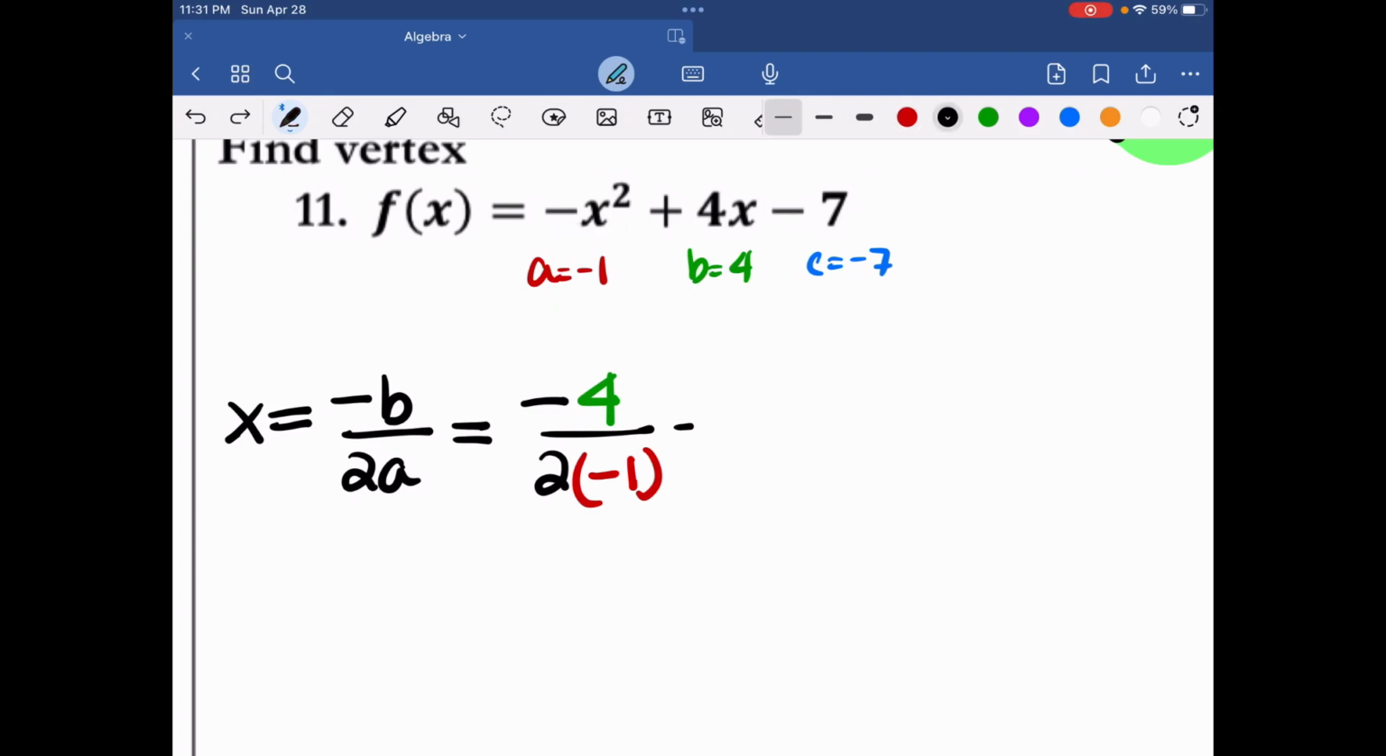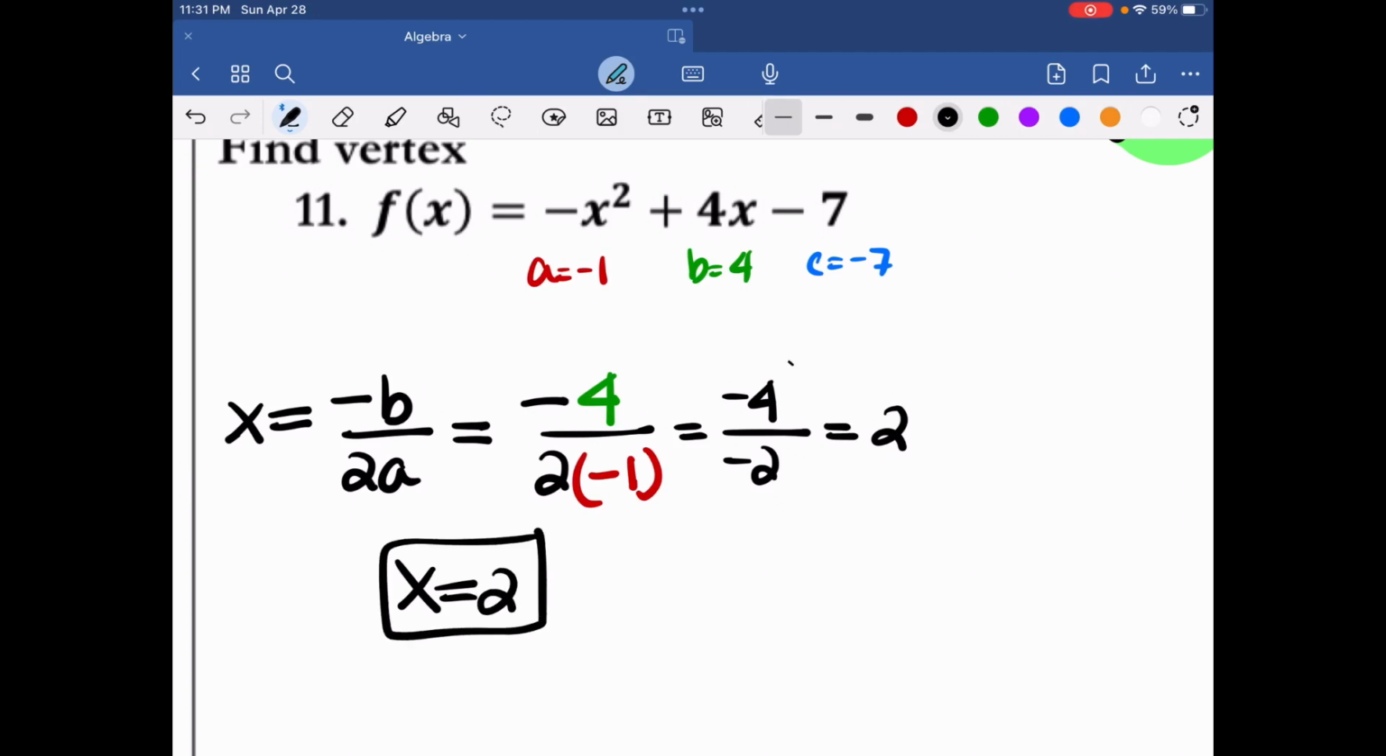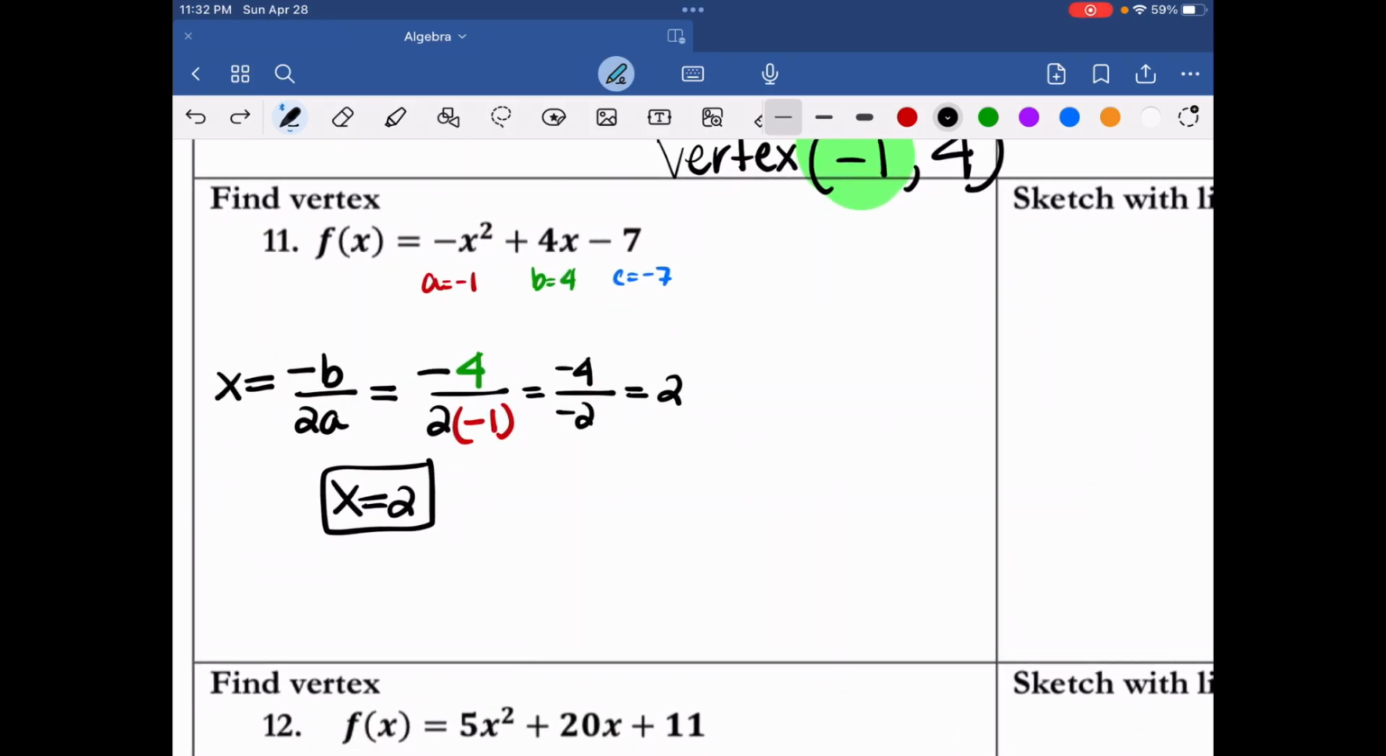And then now we reduce. On the top, you have negative 4, so that's just negative 4. And on the bottom, 2 times a negative 1 is a negative 2. Now when you divide this, negative 4 divided by negative 2. And that's a positive 2. X equals positive 2. Two negatives divide to a positive. Okay, now we have the answer. Vertex equals 2 comma, we don't know the other number.